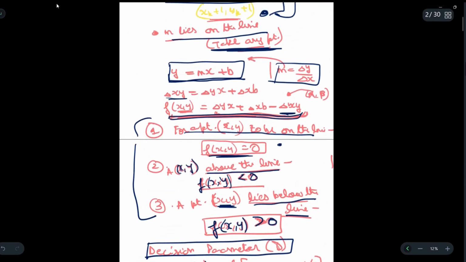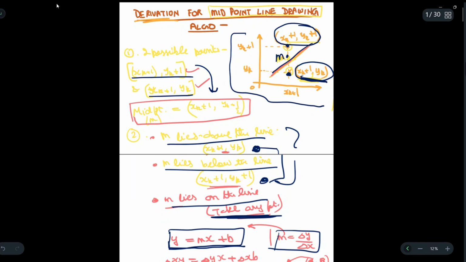So guys, this is our final derivation, and this is the derivation for the midpoint line drawing algorithm. It is a big derivation, and surely it comes in the exam. It is a very important derivation.